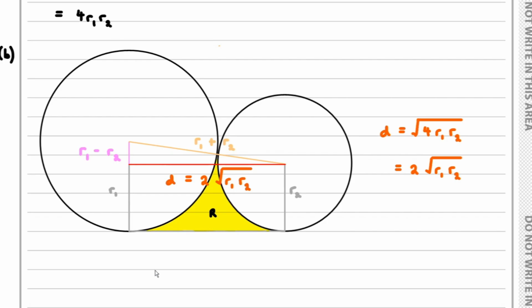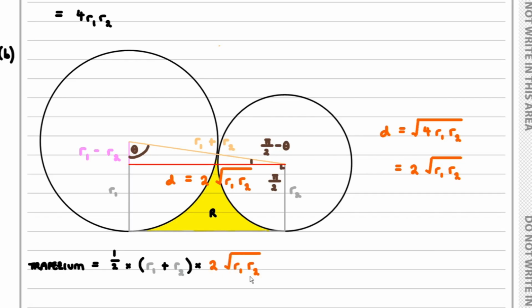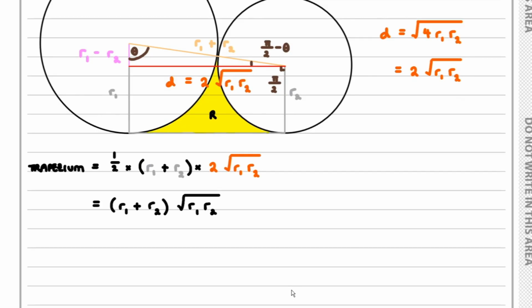Now, what we know already is that this angle is theta. So that means this angle here, because we've got a right angled triangle, will be pi over 2 take away theta. And here we've got a pi over 2. So, for the area of the trapezium, we've got a half times by the sum of the two parallel sides, so that's the sum of the radius, so that's r1 plus r2, times by the height, which is this distance d, which is 2 times by square root r1 r2. And if we simplify this, we end up with r1 plus r2 times square root r1 r2.